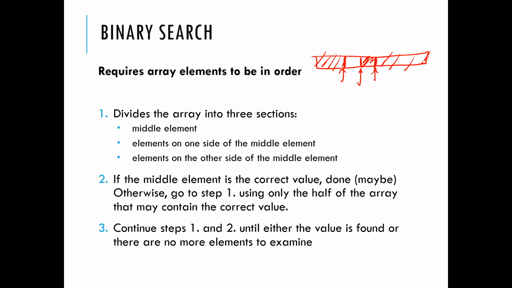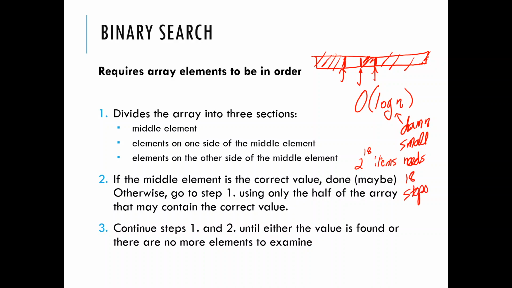So this is really, really small. And we'll say it's a damn small number. So if I have, let's say, 2 to the power of 18, this will require 18 steps. That's it. That's why binary search is so famous. That's why people love it, but it's also why it's a little bit dangerous.